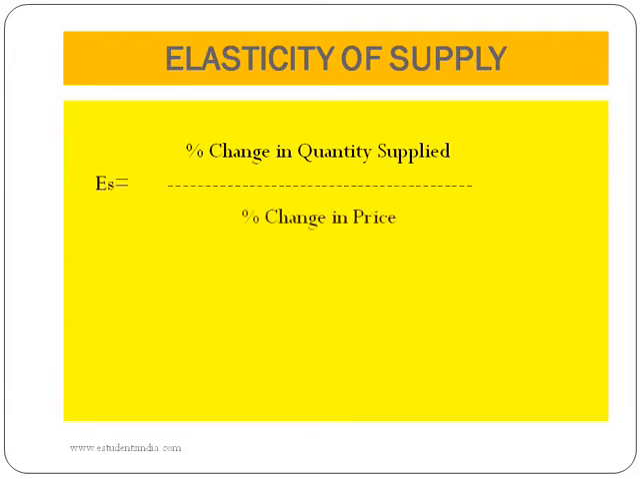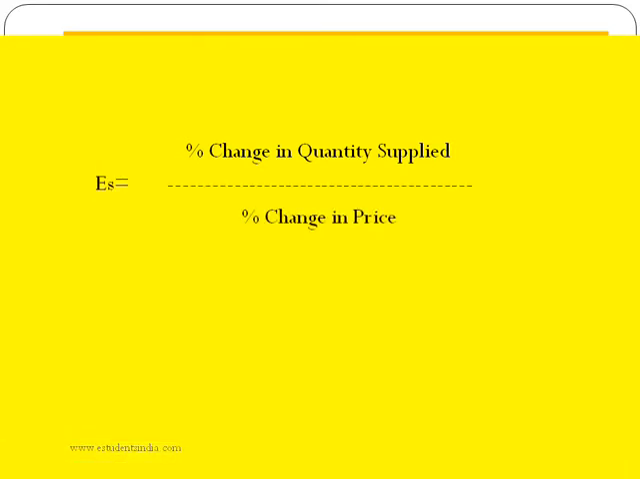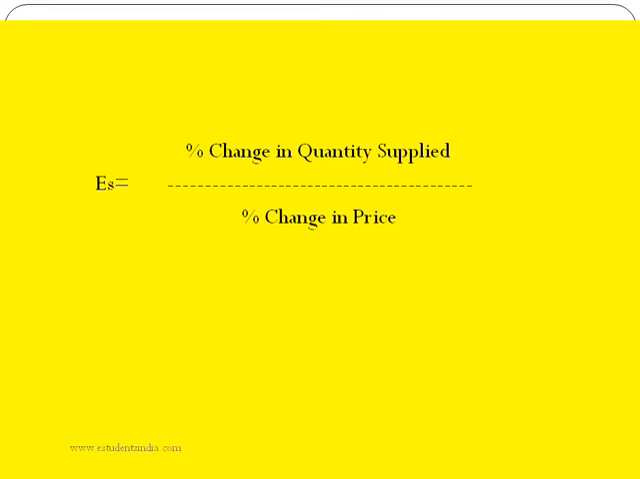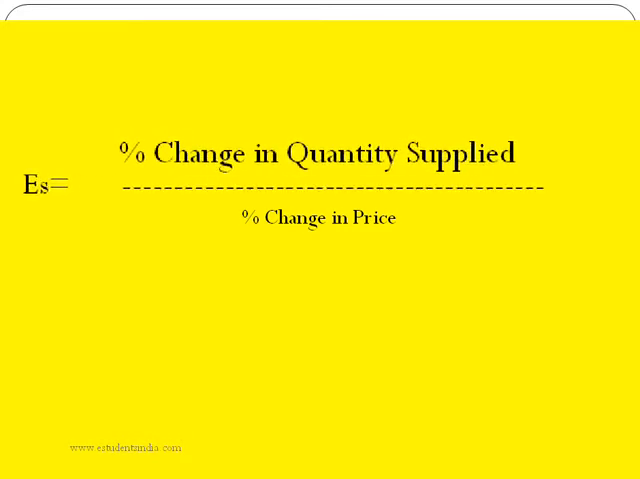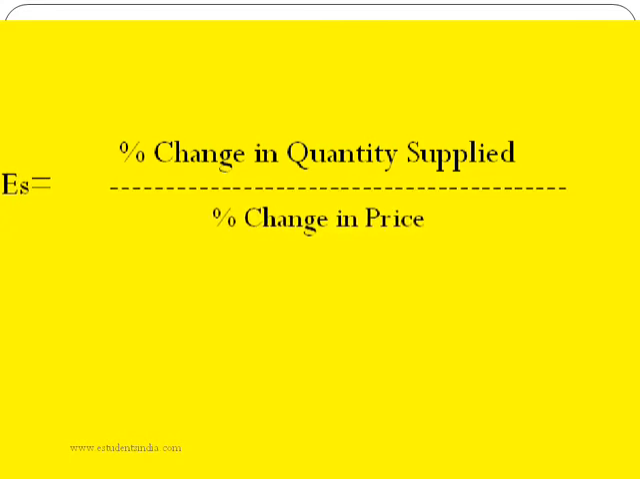Elasticity of supply. Elasticity of supply is equal to percentage change in quantity supplied divided by percentage change in price. What is elasticity of supply? Elasticity of supply is the degree of responsiveness of supply of a commodity to a change in its price.